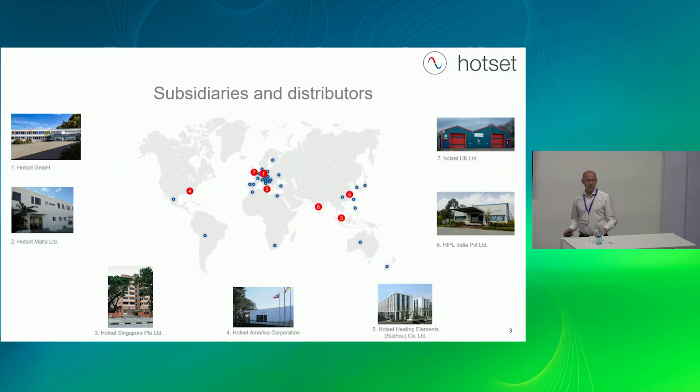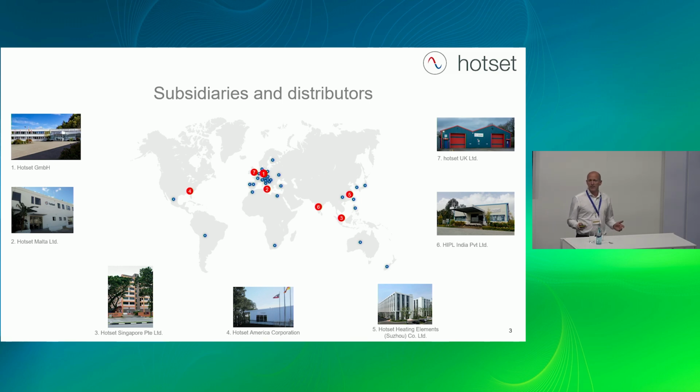I'm the nominated coordinator for injection molding processes at Hotset. Hotset is a company located here in Germany, in Lüdenscheid. We have production in the UK and on Malta, and in the USA we are producing electrical cabinets. In India there is a cable production, and in Asia we have some offices.